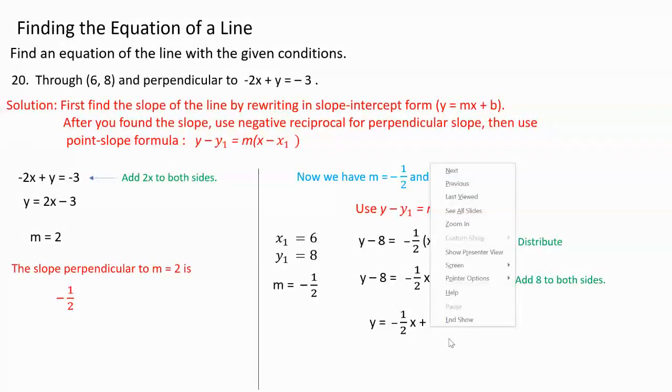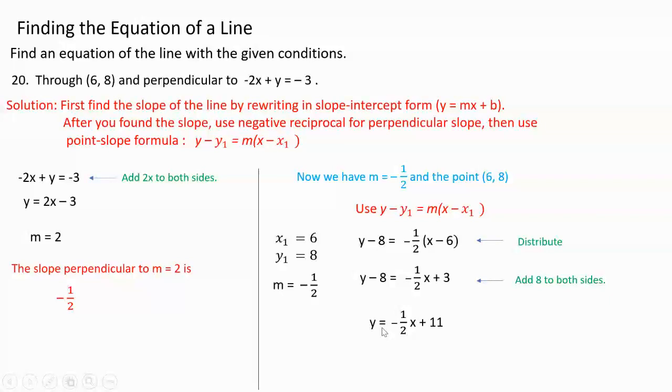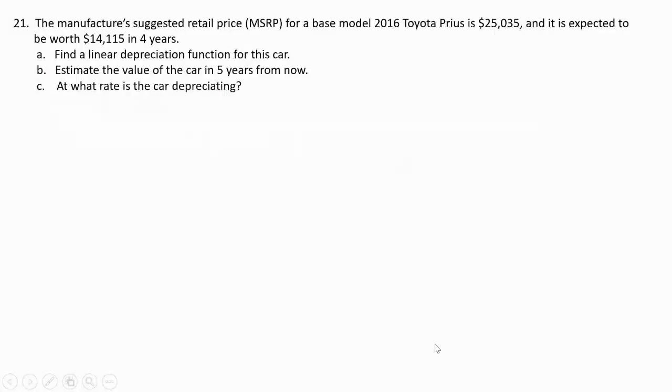So 8 plus 3 will give us 11. So it's going to give us y equals negative 1/2 x plus 11. This is the line that we're looking for in slope-intercept form. Okay, now, how are linear equations applied in real life?